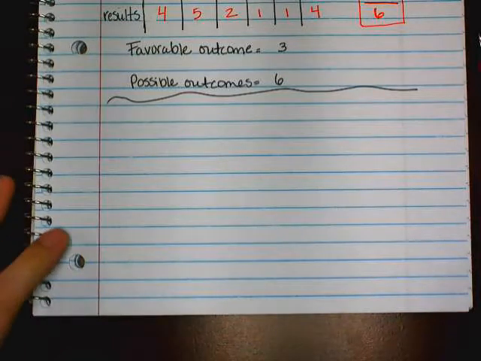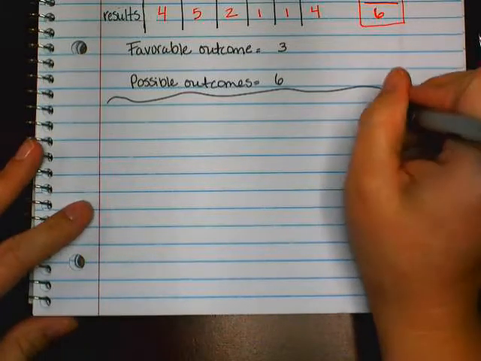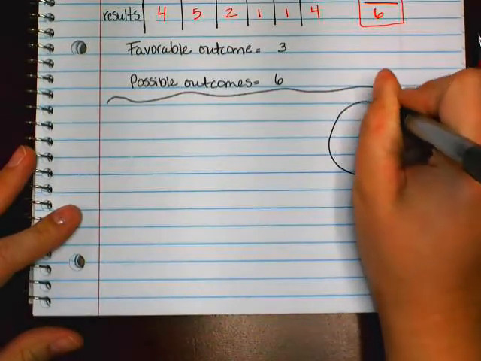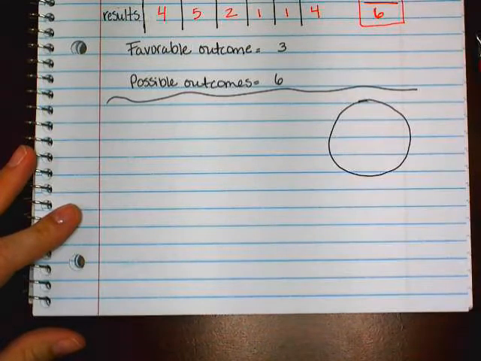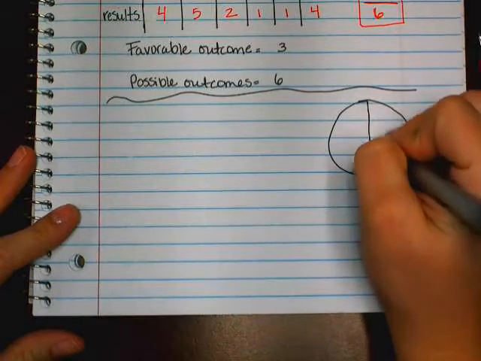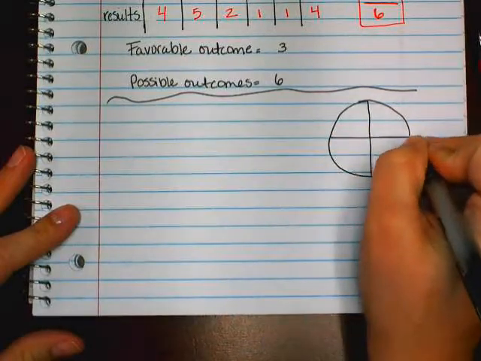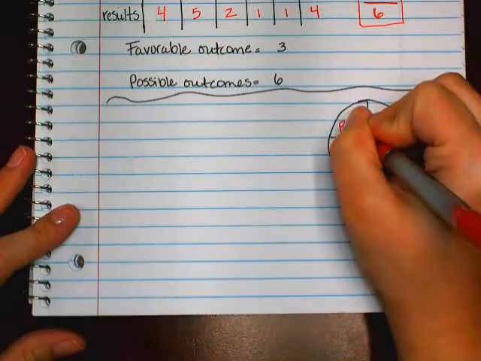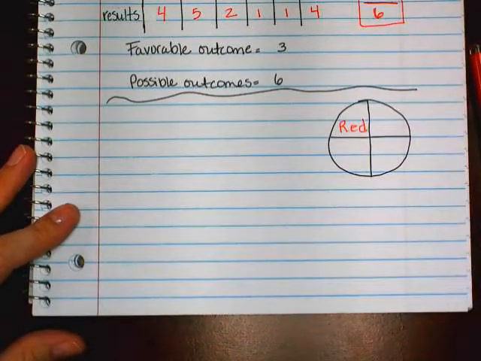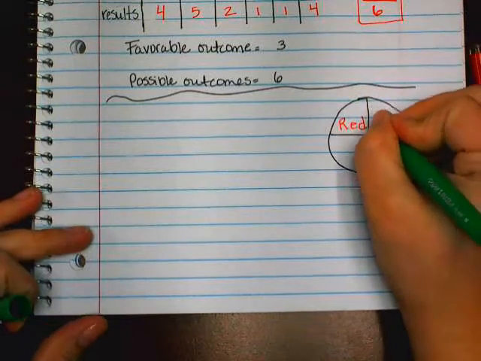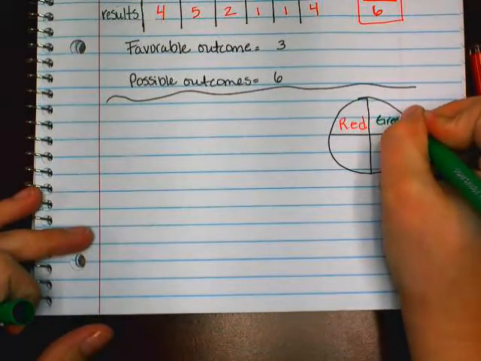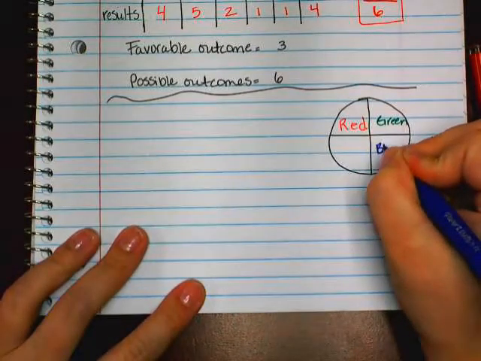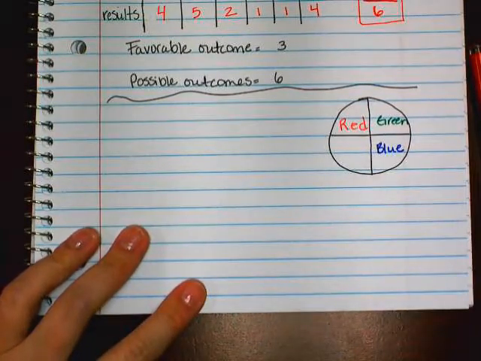Okay. Now we're going to talk about a spinner. So what I want you to do is make a circle right here. Okay? And in this circle, I want you to break it up into 4 places. One section is going to be red. One section is going to be green. One section is going to be blue. And one section is going to be yellow.